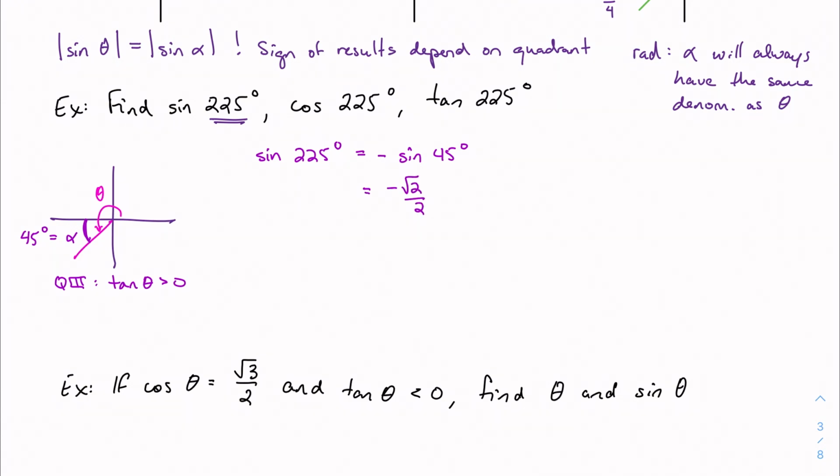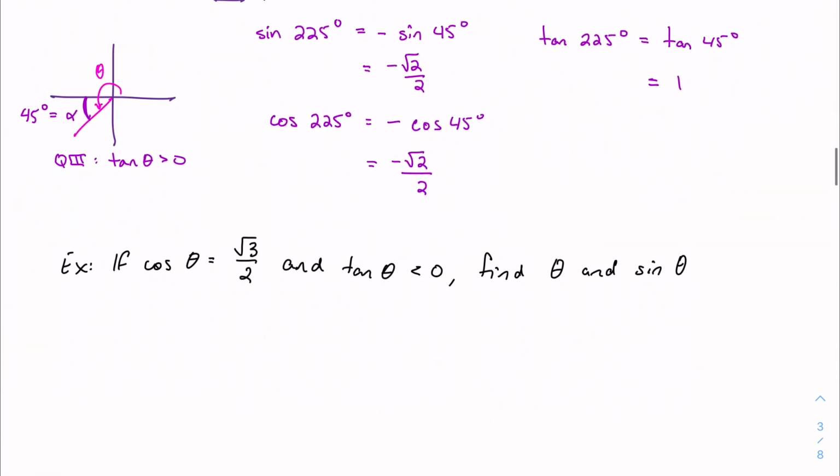Same logic applies to cosine. Tangent's the only positive function right here in quadrant 3, so this will be equal to negative cosine 45. And we learned before that cosine 45 is root 2 over 2, so this will be negative root 2 over 2. And finally, tangent 225 is going to be exactly equal to tangent 45 because tangent is positive in quadrant 3 always. And we learned before that tangent 45 is 1. So this is why it's important to know these reference angles. It speeds up your calculation a lot.